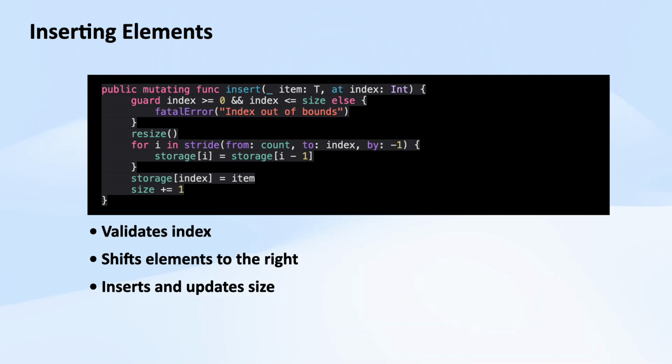Inserting at a given index is a bit more involved. We validate the index, resize if needed, and then shift elements to the right using a reverse loop to make room for the new value. It is an excellent example of how memory layout matters in low level structures. See the code.